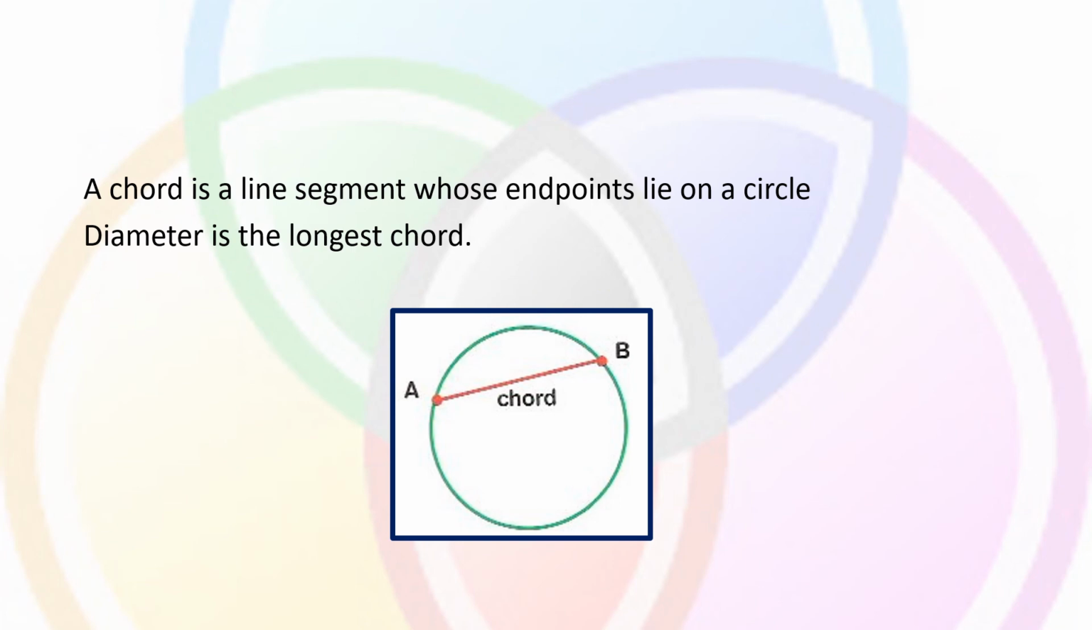Next is a chord. Chord is a line segment whose endpoints lie on the circle, and we already know that diameter is the longest chord.